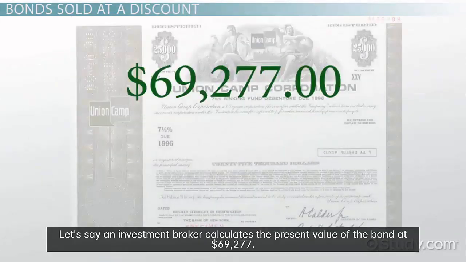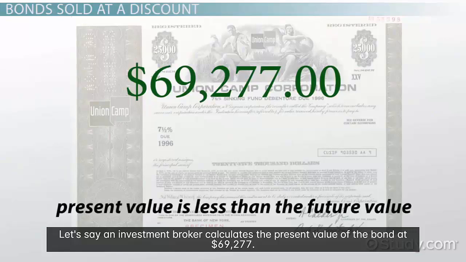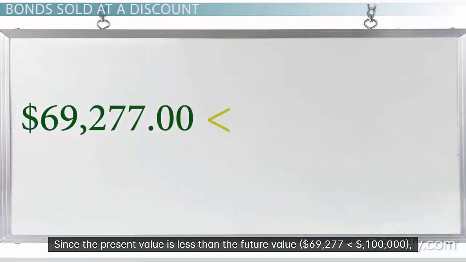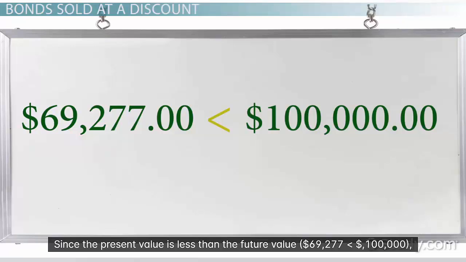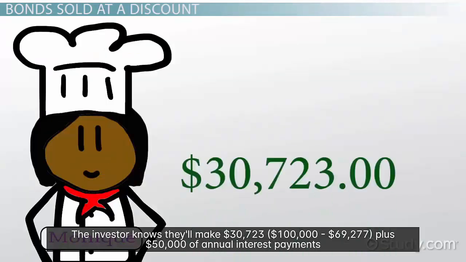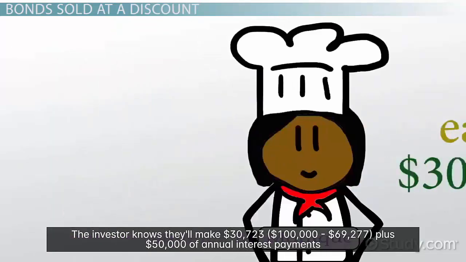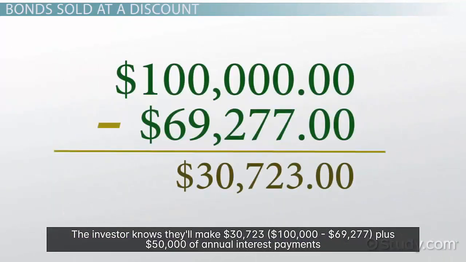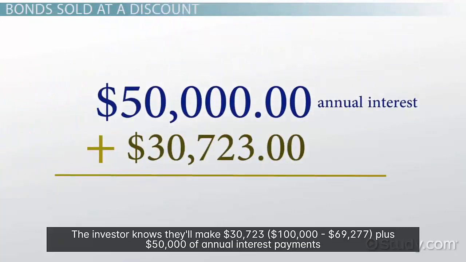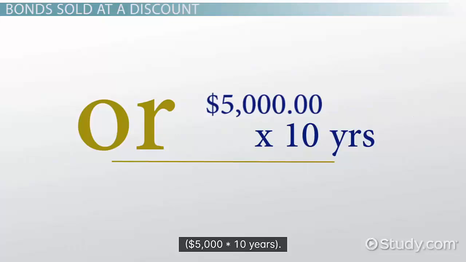Let's say an investment broker calculates the present value of the bond at $69,277. Since the present value is less than the future value, $69,277 is less than $100,000, the bond will be sold at a discount. The investor knows they'll make $30,723, $100,000 minus $69,277, plus $50,000 of annual interest payments, $5,000 times 10 years.